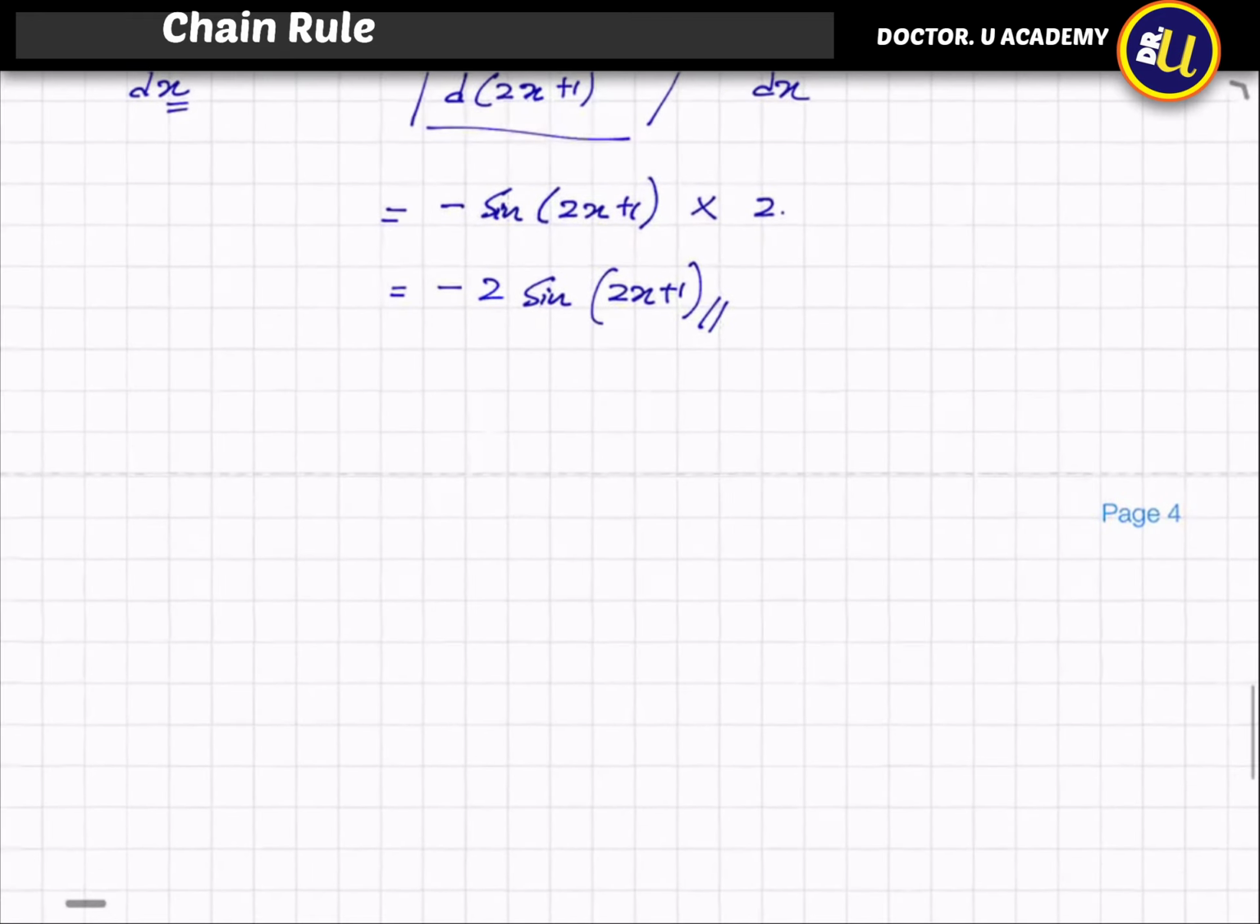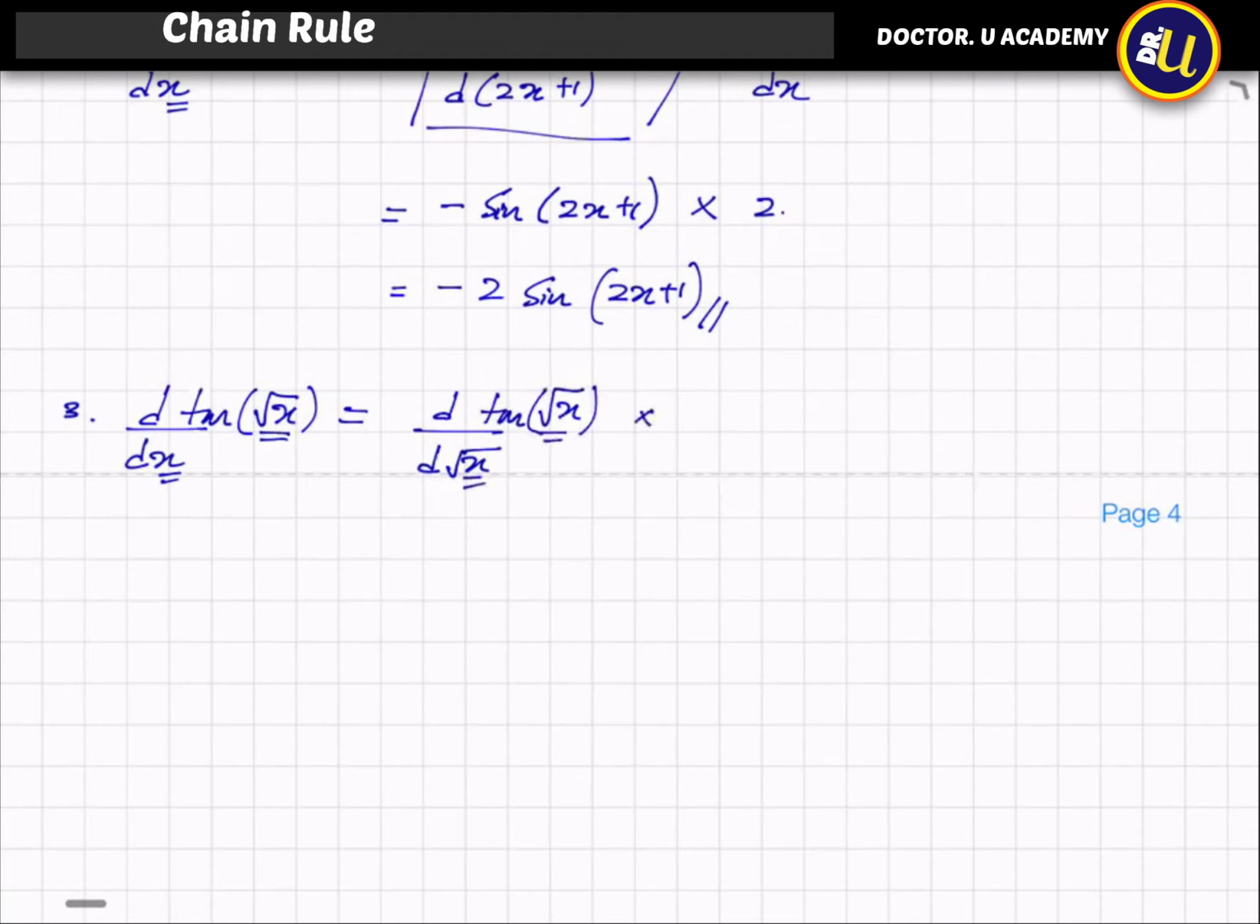Now third example with tan. So if you have d/dx of tan square root of x, then what you have to do is, see, incompatibility is there. So d(square root of x), you construct it because you have this. See, now it is compatible. Then you are going to cancel whatever you construct. Then from here you can easily get sec squared square root of x.